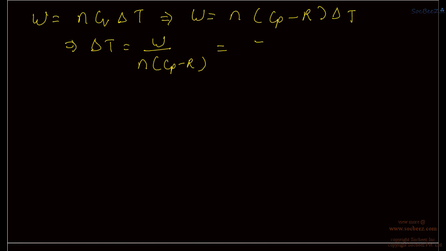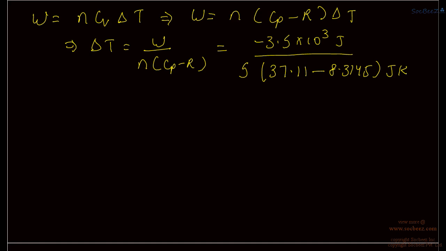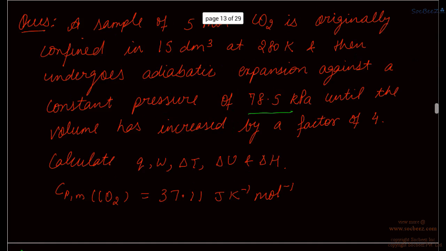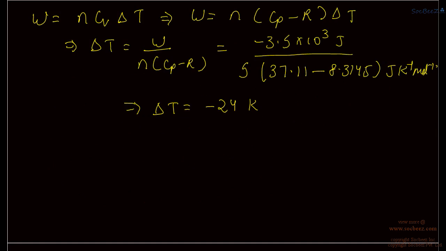So delta T value comes out to be, work done is minus 3.5 into 10 raised to power 3 joule upon number of moles is 5, and Cp we are given as 37.11 minus R. The value of R is 8.3145. Units are joule per Kelvin per mole. Okay, so from here value of delta T equals minus 24 Kelvin. So we have found out three values. Whatever we were given, we have found out Q, W and delta T. And delta U also we have found out. Now we are left with this delta H. So let's see.